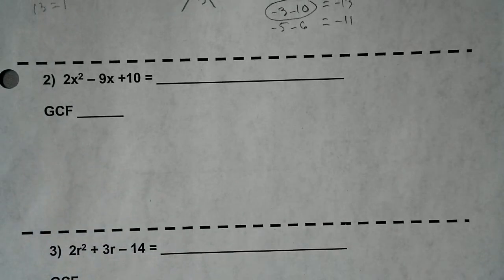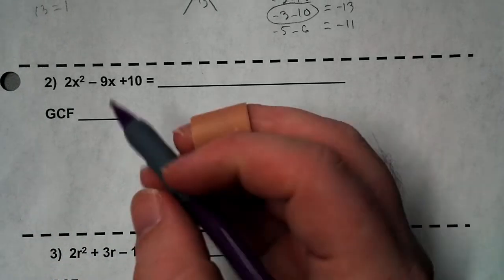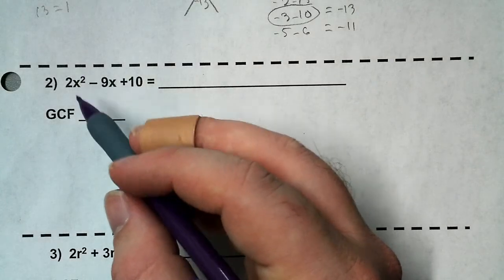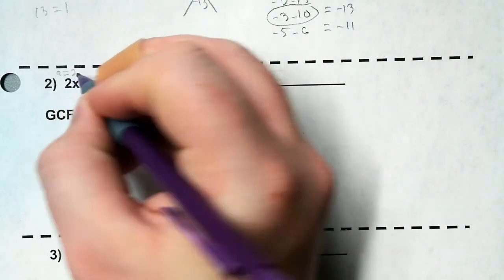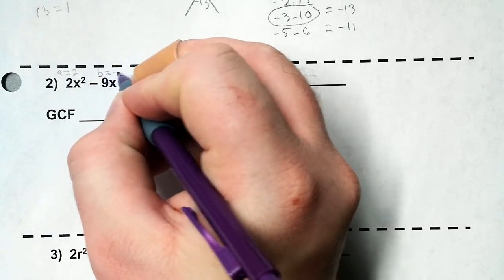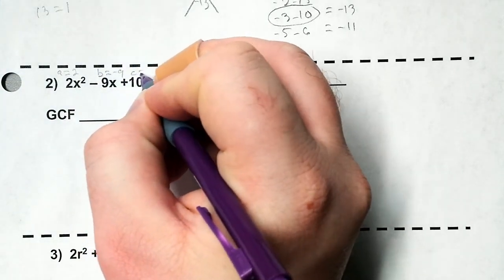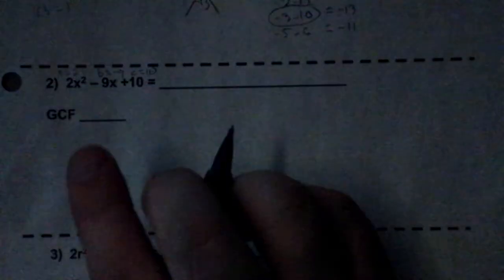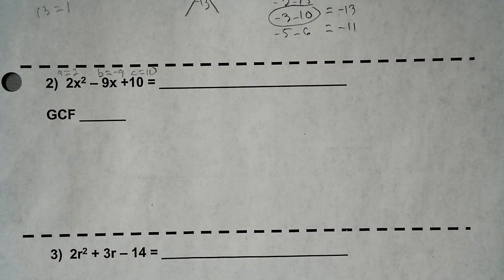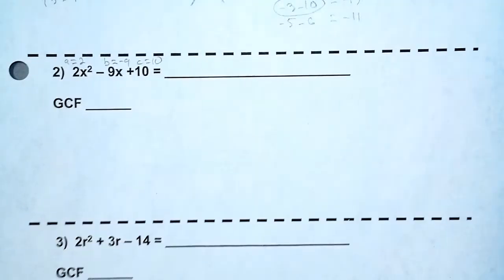All right, on the next example, we've got an a value and it's something other than 1, right? Our a value here is 2, our b value here is -9, our c value here is 10. We still need to factor it. So first, we're going to look to see if there's a GCF, greatest common factor, between 2, -9, and 10.